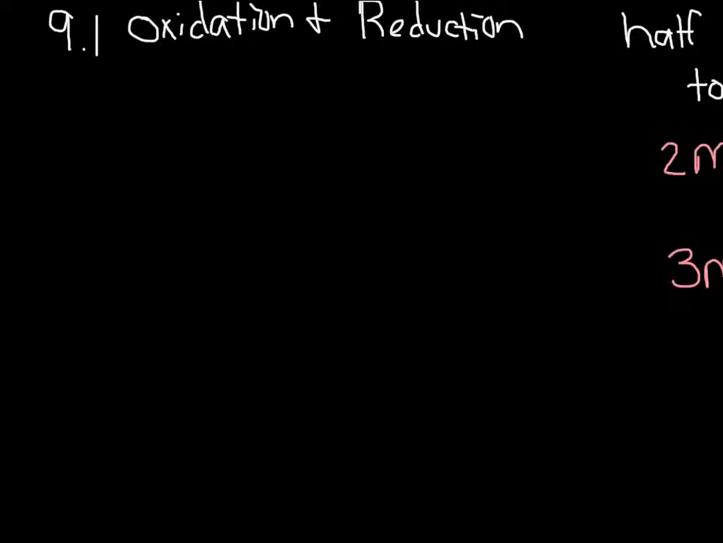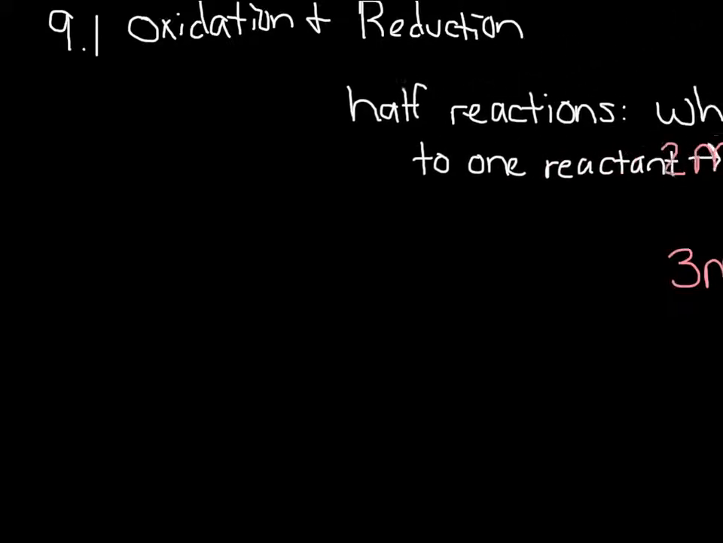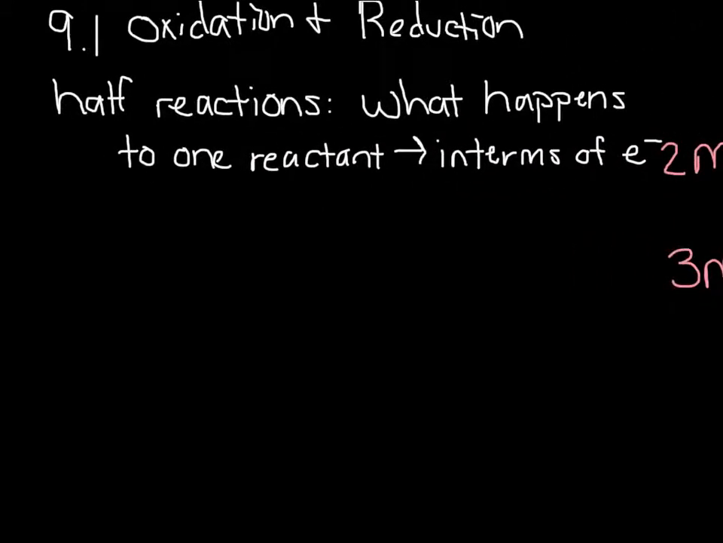Therefore, in order to do that and specifically zone in on the electrons, oxidation reduction reactions, also known as redox reactions, are usually explained in what are called half reactions. Half reactions are representations of what happens to one reactant out of the two in terms of its electron.